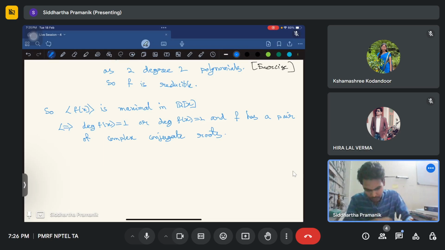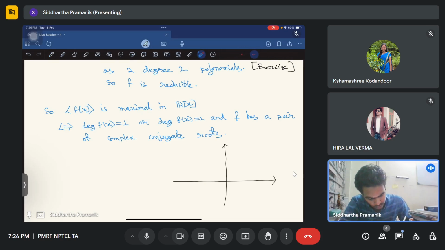Right. Now, if you draw the complex plane, take two roots which are conjugate. Conjugate root means it is just the reflection across the x-axis. So if one root lies in the upper part, then its conjugate must lie in the lower part, right? Or vice versa. So that is the meaning of complex conjugate.